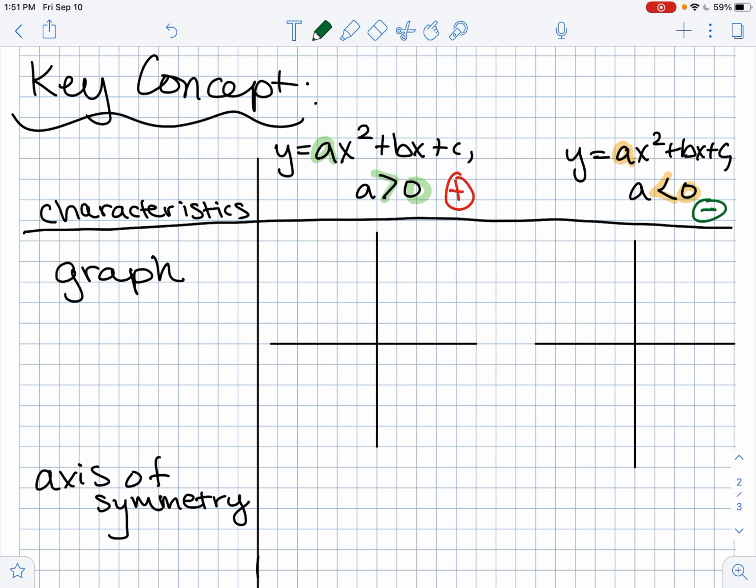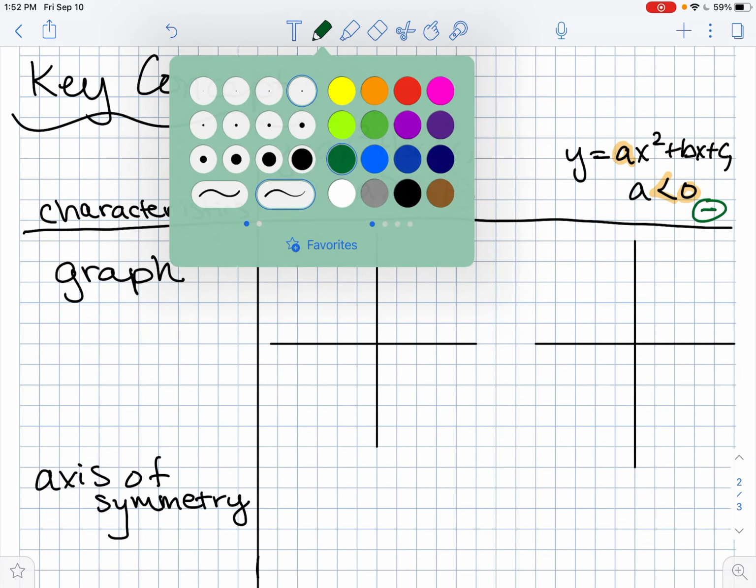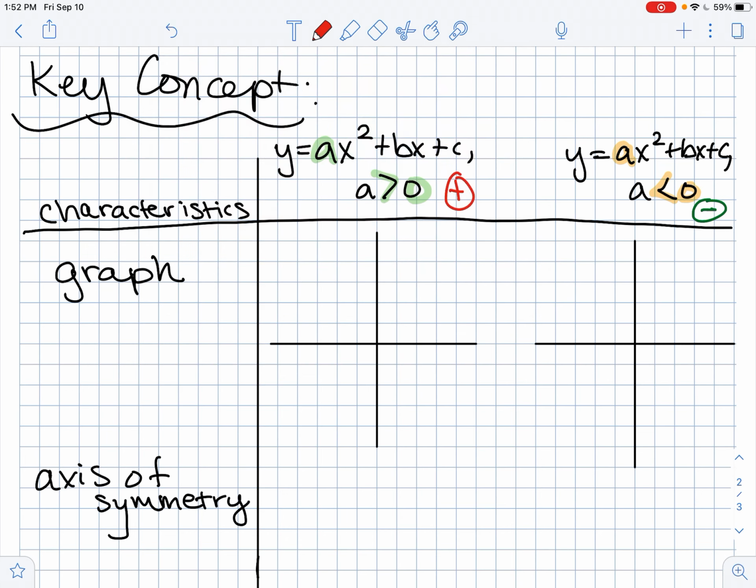So what does it mean when the value in front of the x squared is positive? Well, it means that the graph is going to go upwards somewhere, okay? It's going to go upwards. Whereas if the a is negative, it's going to go downwards. It may not be exactly like starting at 0, 0, we'll see.